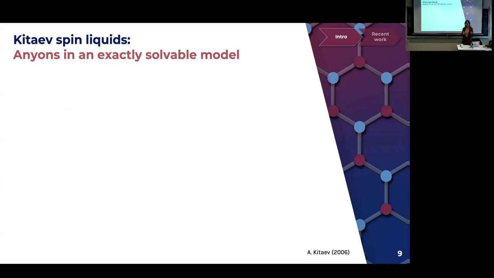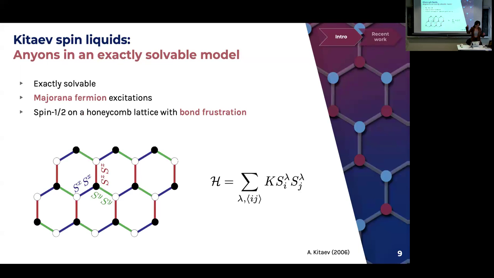Okay, so let's go to a specific type of spin liquid known as the Kitaev spin liquid. And the Kitaev spin liquid is nice because it's exactly solvable. So for theorists, it's a playground for us to understand and study its properties. It has Majorana fermion excitations. So actually Kitaev was one of the people that proposed a Kitaev spin liquid state for use in topological quantum computing by adding a field. And so you get these non-abelian anyons. And the model is spin 1/2 on a honeycomb lattice with the bond frustration that I described earlier.